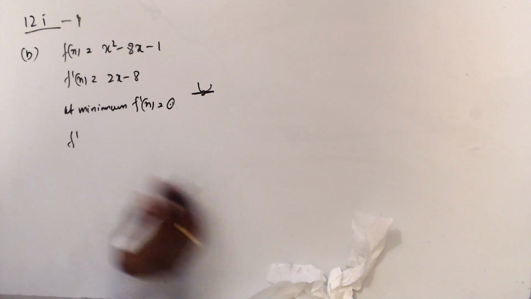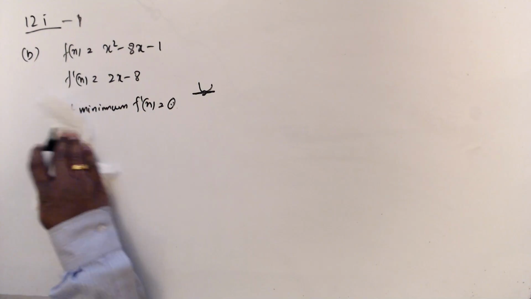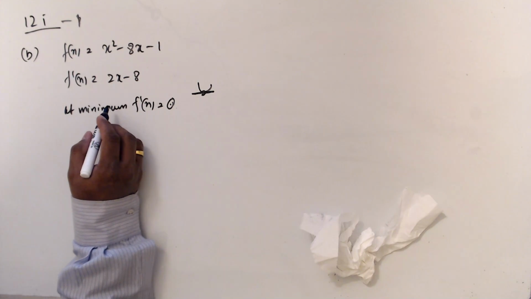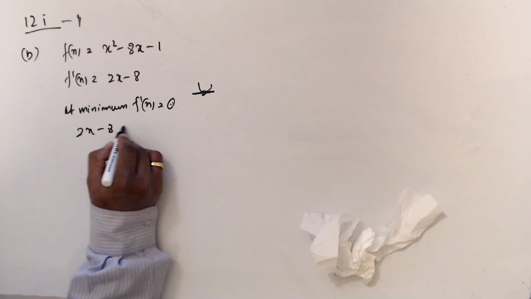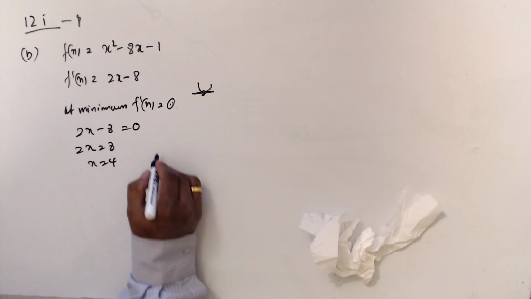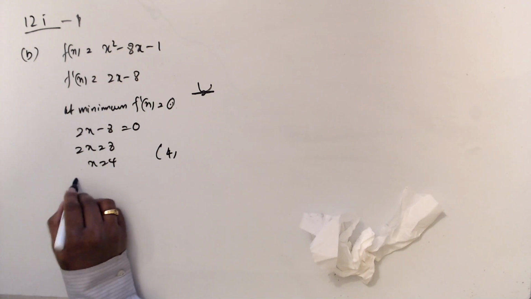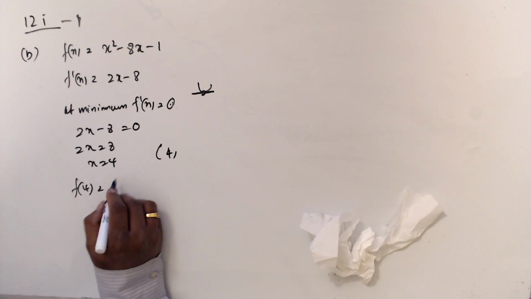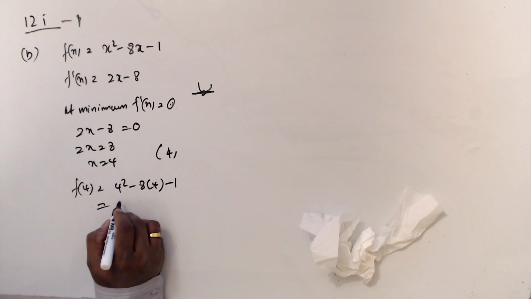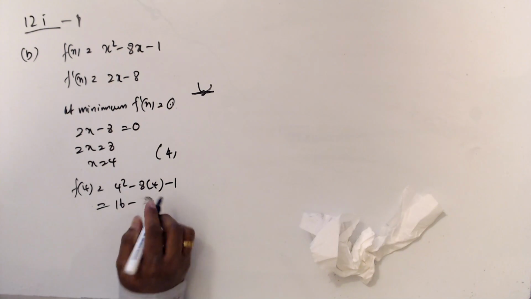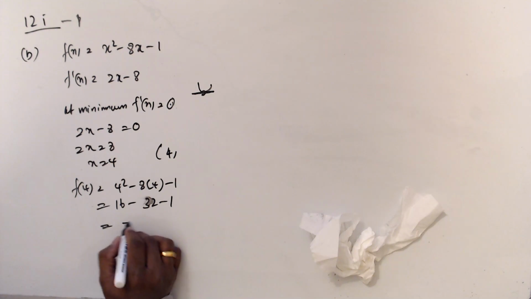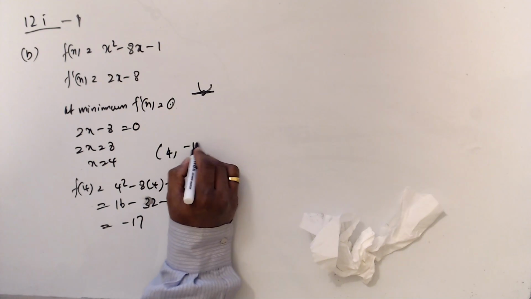So what is f dash x? This is 2x minus 8. So 2x minus 8 equals 0. 2x equal 8, x equal 4. So when x equal 4, that is going to be 4 squared minus 8 times 4 minus 1. So this is 16, this is 32, minus 1. This is going to be minus 17. So the y value is minus 17.